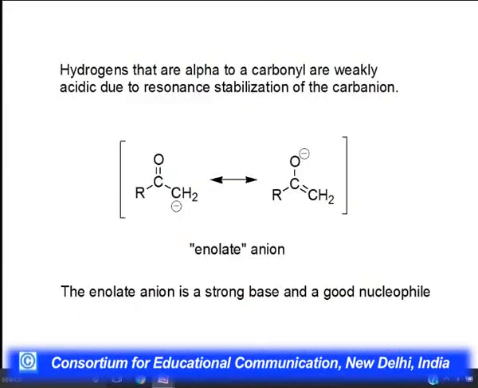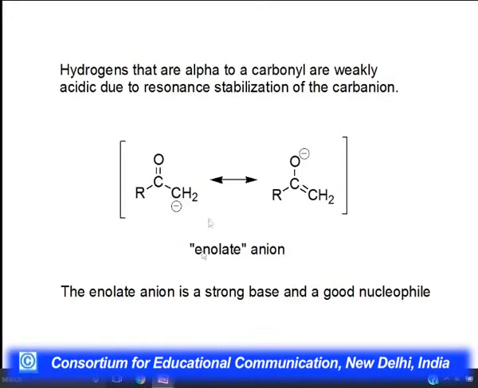So I would like to show you the structure of the enolate ion once more. If I look into the structure of the enolate ion, what we find here is that there is a double bond between carbon and carbon, and there is a negative charge on the oxygen atom. And please remember, enolate ions are strong bases and good nucleophiles.